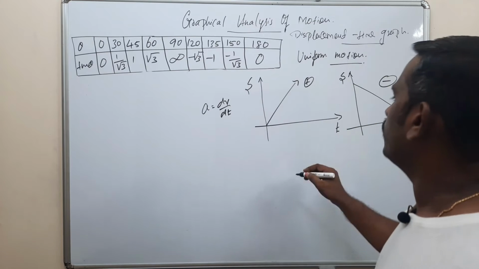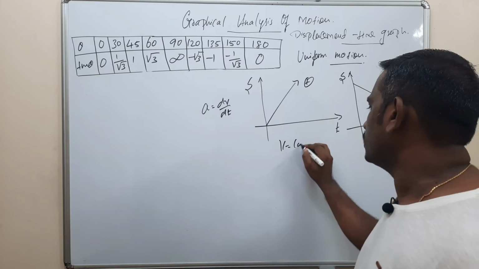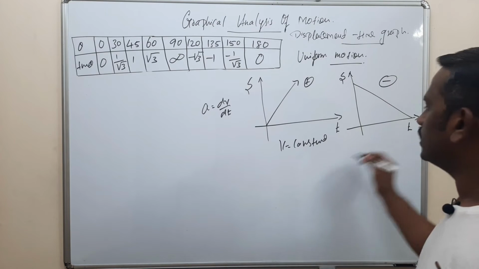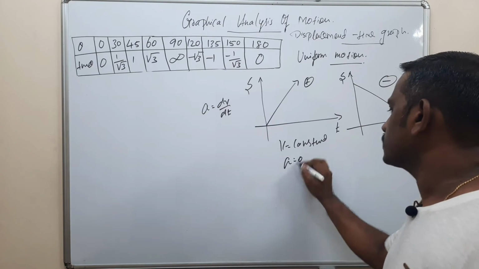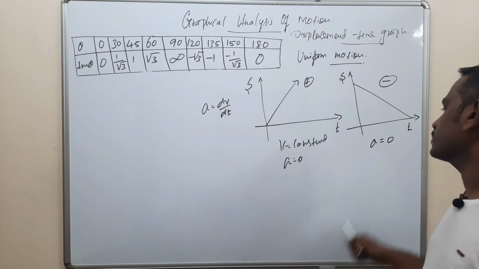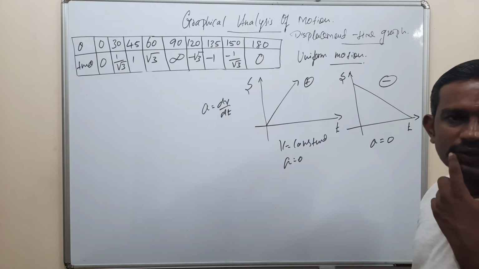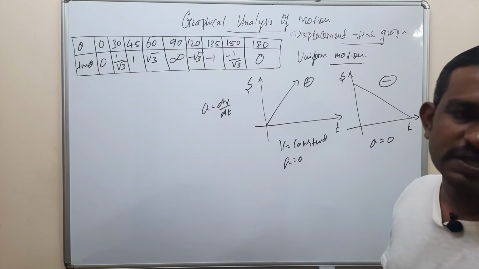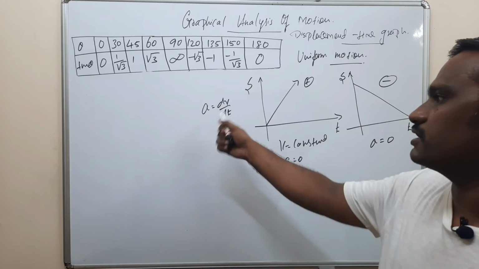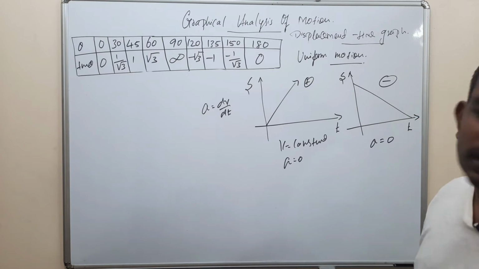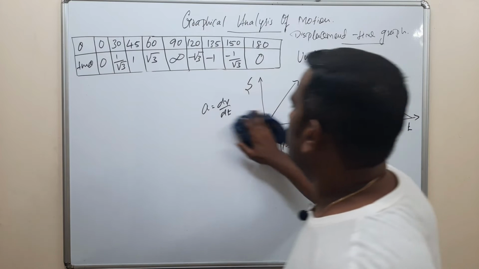So here uniform motion means velocity is equal to constant. So in both the cases acceleration is equal to 0. Here also acceleration is equal to 0, because it is a uniform motion. So velocity is constant, therefore acceleration is equal to dv by dt, therefore acceleration is equal to 0.